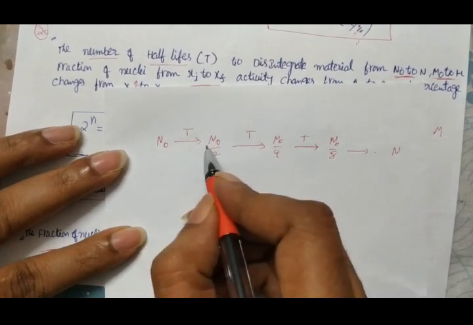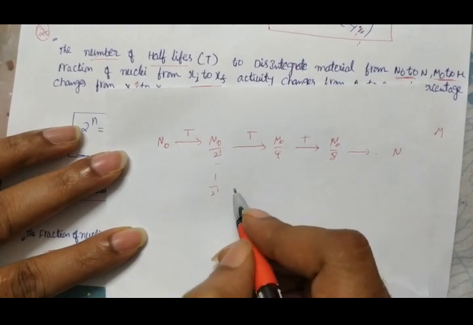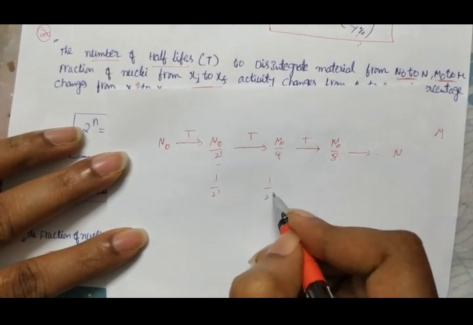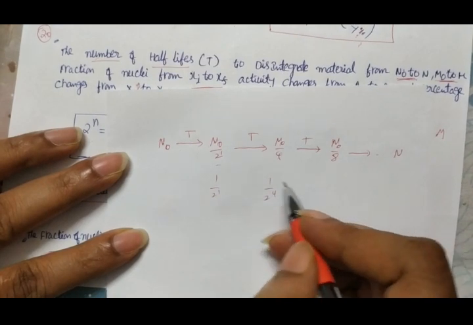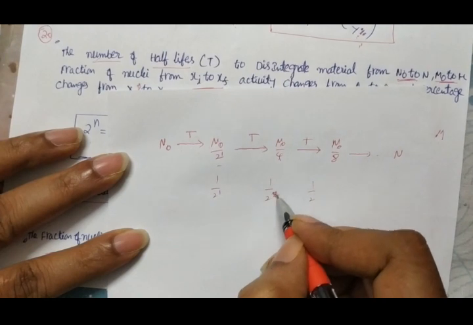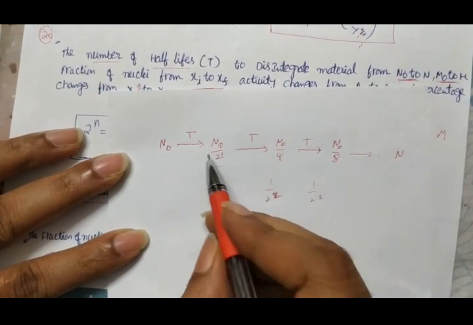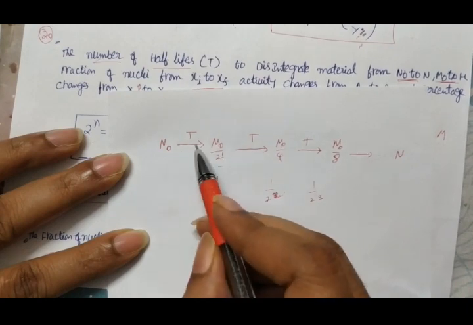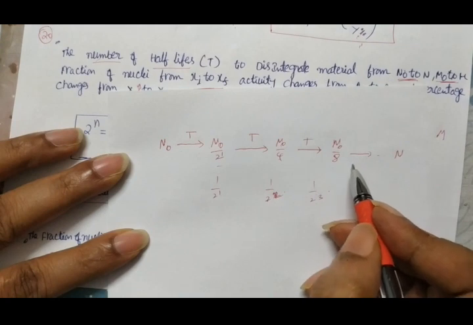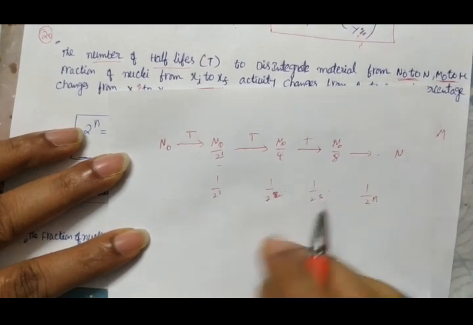After one half-life, here you get 2 power 1. After two half-lives, here N0 by 4, and 4 is nothing but 2 square. And 3 half-lives means 8, which is 2 cube. So 1 half-life is 2 power 1, 2 half-lives is 2 power 2, 3 half-lives is 2 power 3. So after n half-lives, what do you get? 1 by 2 power n.